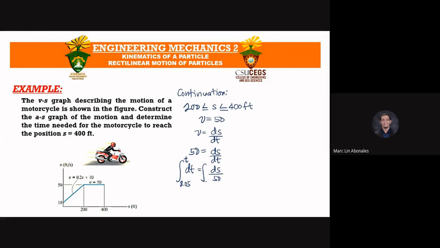For the right side, the lower limit is 200, and for the upper limit we will substitute directly the 400. So that the answer that will come up in our equation is the time needed for the motorcycle to reach the position 400 feet. So we will solve this one.